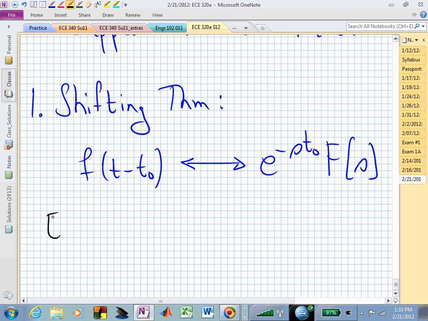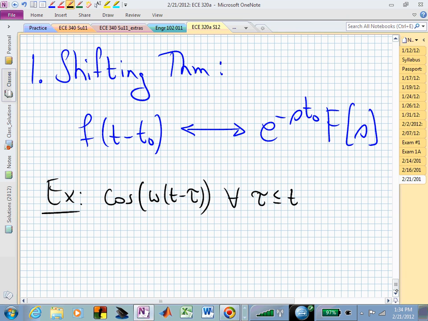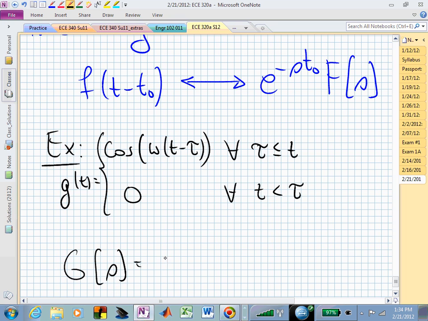Suppose now I give you an example, and maybe this will be an in-class participation, because why don't you just keep these on the side of your paper, and I want this to be true for all t bigger than tau. So now I have a one-sided cosine waveform, and I want you to find the Laplace transform of this cosine waveform. So if I called this g of t, and it's zero for all t less than tau, I want to know what is capital G of s. That's the in-class participation.